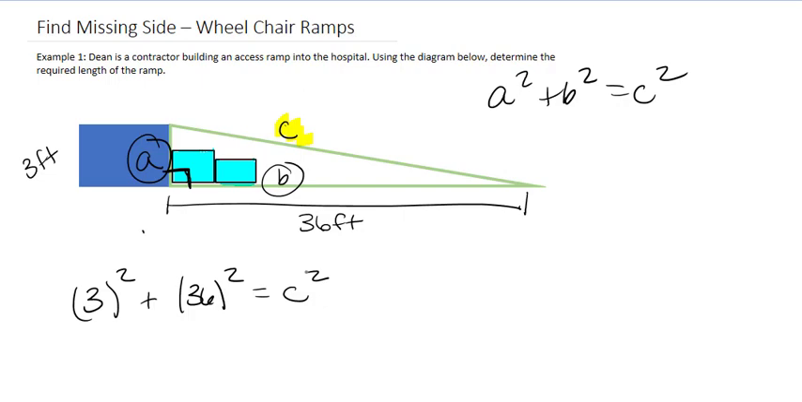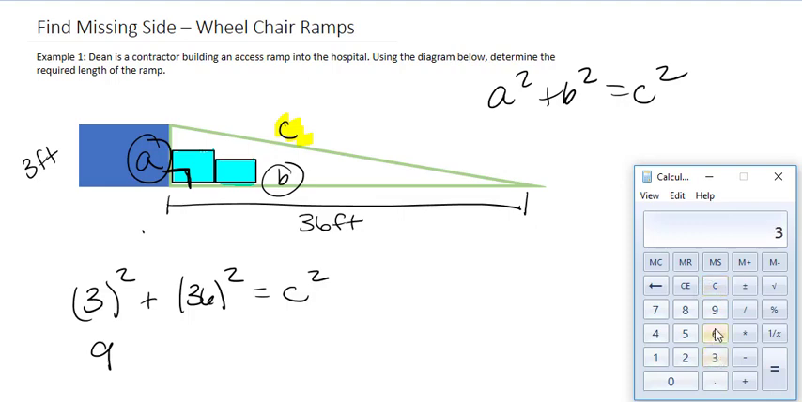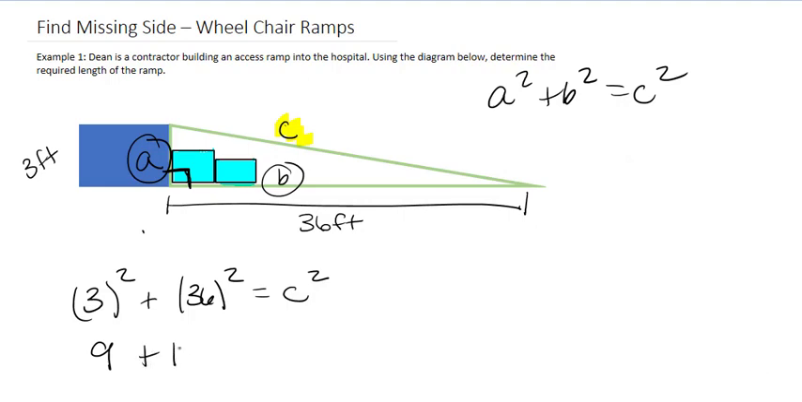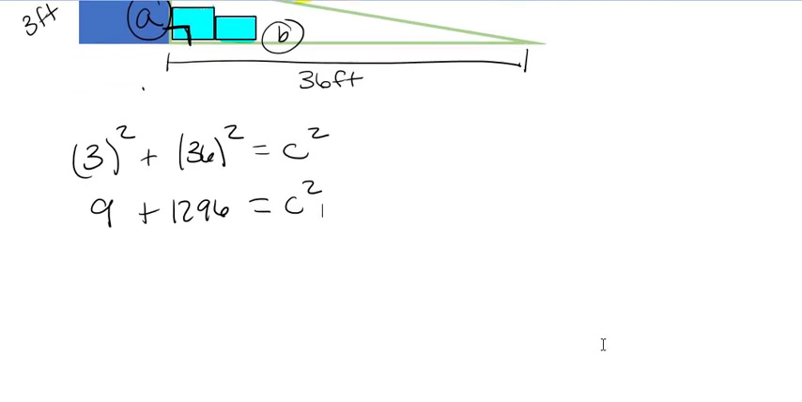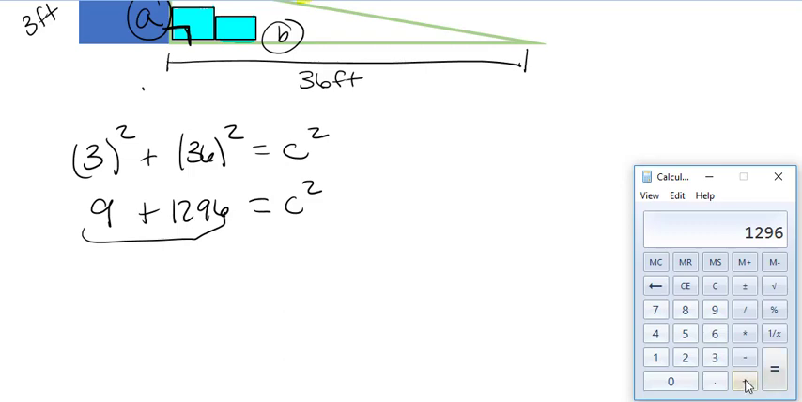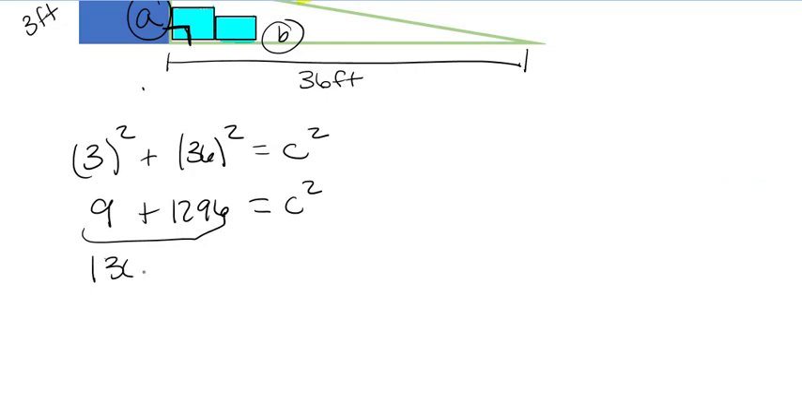So what we know is 3 times 3 is 9. We'll get our calculator out and go 36 times 36, which is 1296, which is equal to C squared. Then the next thing we're going to do is add these two together. 1305 is equal to C squared.